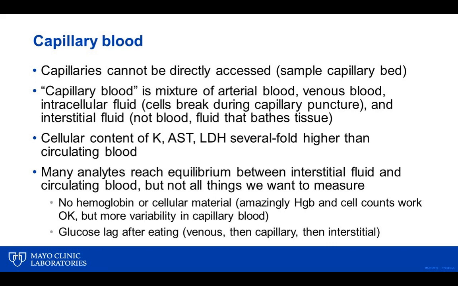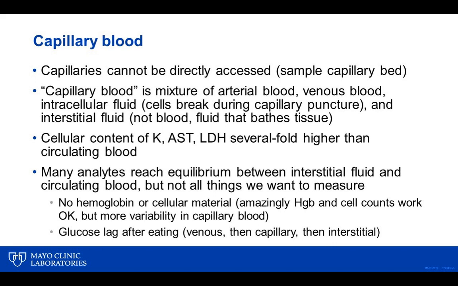Where does this not work? Well, because we're going to break more cells accessing, breaking our tissue in the fingertip, earlobe, heel of an infant, to get this capillary blood, those analytes that are highly concentrated in cells, and biochemically that will often be potassium, AST, and LDH, will be higher in capillary blood than in venous blood. Therefore measurement of potassium, AST, and LDH in capillary blood may be relatively unreliable because we are breaking more cells to get capillary blood than we would to do a venipuncture or even to get arterial blood.